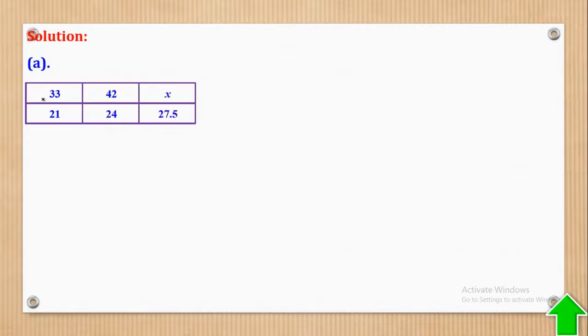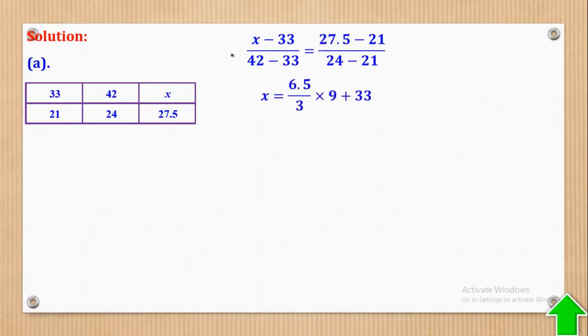So next we shall compare these values of x. It is 33 which is smaller, therefore I'm getting the ratio to be (x minus 33) divided by (42 minus 33), over (27.5 minus 21) divided by (24 minus 21). So when we do that, we shall come up with this. Therefore next is to make x the subject, and x will be equal to 52.5 kilometers.